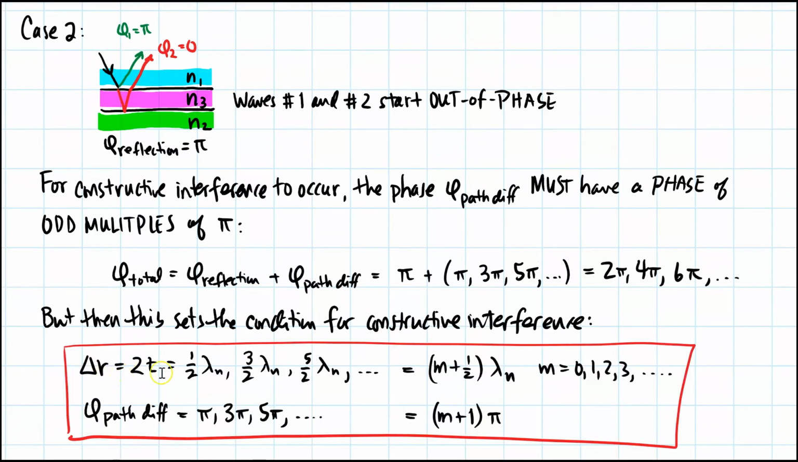So the path difference 2t must be odd 1/2 multiples of the wavelength in the index of refraction. In that case, you could summarize this by m plus 1/2 times the quantity lambda sub n, where m now does include 0, 1, 2, 3, or the phase has to be odd multiples of pi, which would be m plus 1 times pi. So this is just the opposite of what we saw in two-slit interference. So you've got to be careful: when you have this phase difference of pi, destructive and constructive equations appear to switch.